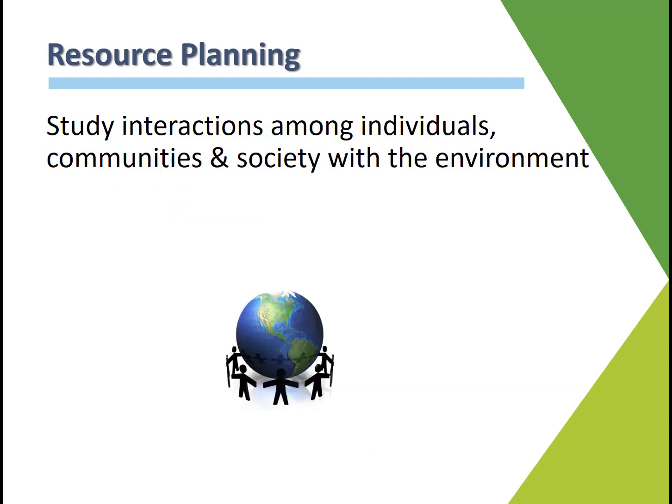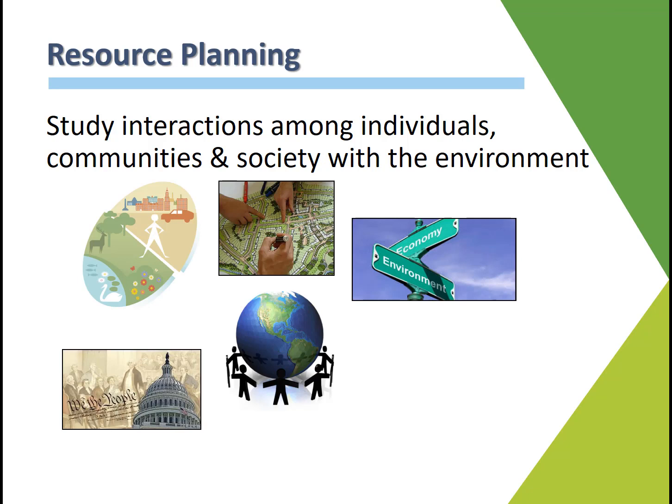In the resource planning option, the students here are studying the interactions among individuals, communities, and society with the environment. So they might be looking at how communities are intersecting with the environment at the crossover between developed and undeveloped areas, looking at group processes, the community processes by which people make decisions, doing some mapping kinds of exercises or community design activities. Some of the students are very interested in government and focusing on policymaking processes.